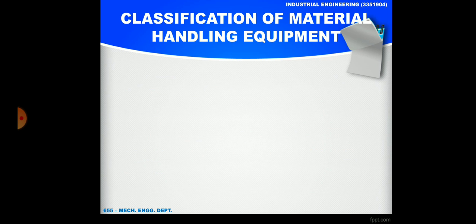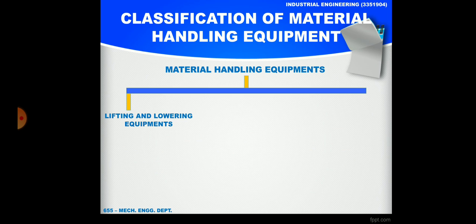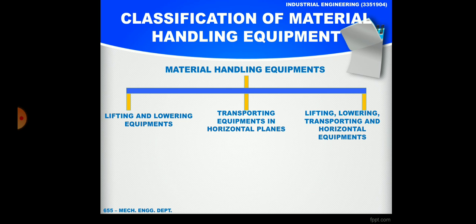Classification of material handling equipment. Material handling equipment can be classified into three categories. The first one is lifting and lowering equipment, pulling up and down. The second is transporting equipment in the horizontal plane, and the third one is lifting, lowering, and transporting in the horizontal plane. So it's the combination of lifting and horizontal movement. So what are the examples of lifting and lowering equipment?